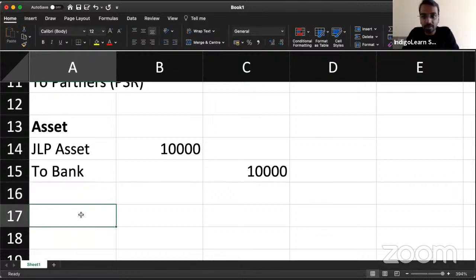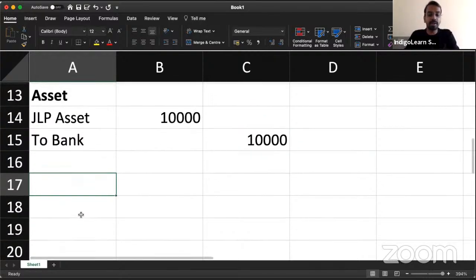Now assume at the end of the first year, the surrender value of this policy is 5,000. How much is the surrender value? 5,000. How much did we pay? 10,000. The asset is at 10,000. How much is the value now? When I say surrender value, if you go and surrender the policy on 31st of March of that year, you will get 5,000. Now, when you do that, what entry will you pass?